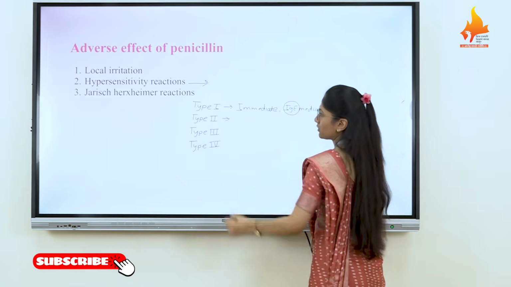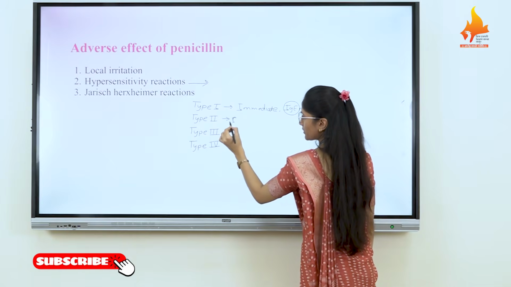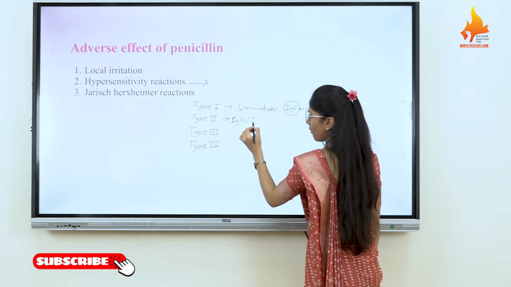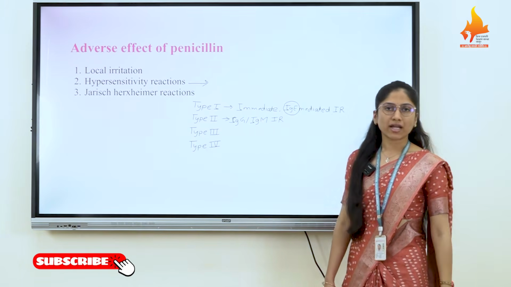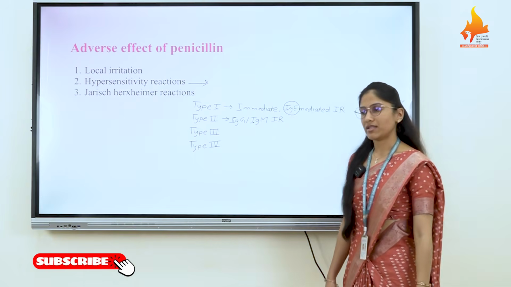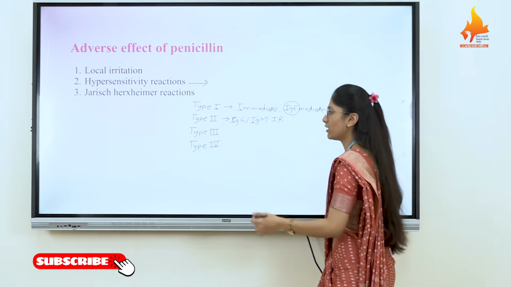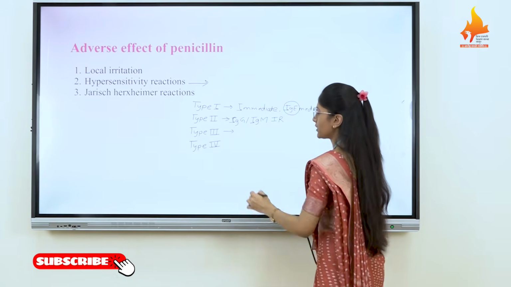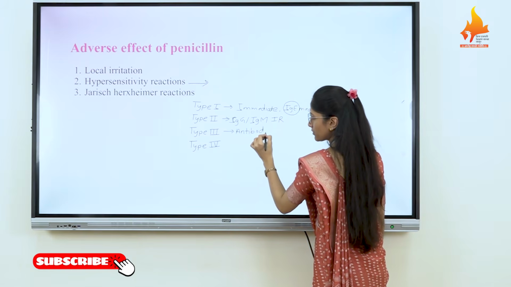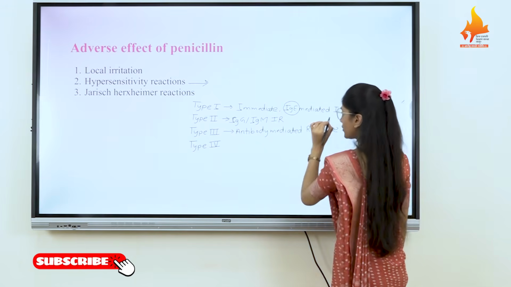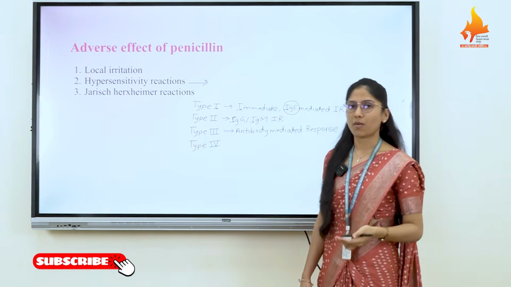Type 2 hypersensitivity reaction is also known as IgG or IgM mediated immune response. There is the activation of the complement system, either the classical, the lectin pathway or the alternative pathway. Type 3 hypersensitivity reaction is also known as antibody mediated response. Antibody mediated response means there is the formation of antibody and antigen complex.